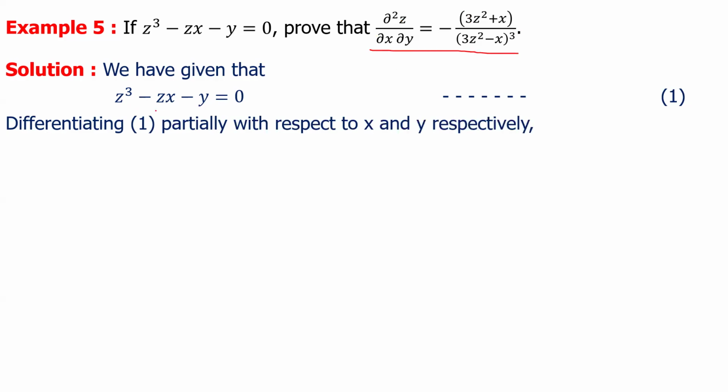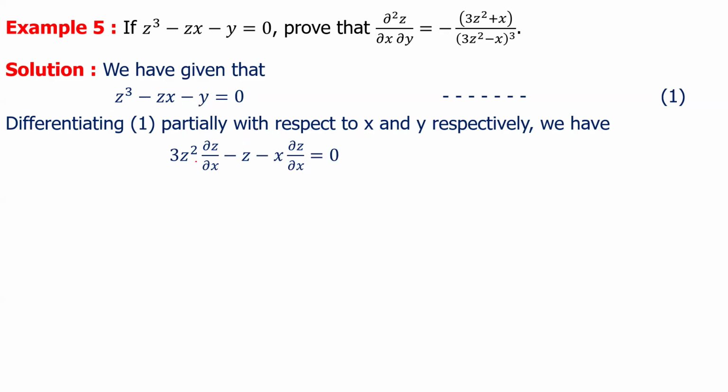Now, differentiating 1 partially with respect to x and y respectively, we have to first find the partial derivative of this equation. Here z is the dependent variable, x and y are independent variables. So we have to first find out what is the partial derivative of z with respect to x and what is the partial derivative of z with respect to y. Okay. So let us first find the partial derivative of this with respect to x.